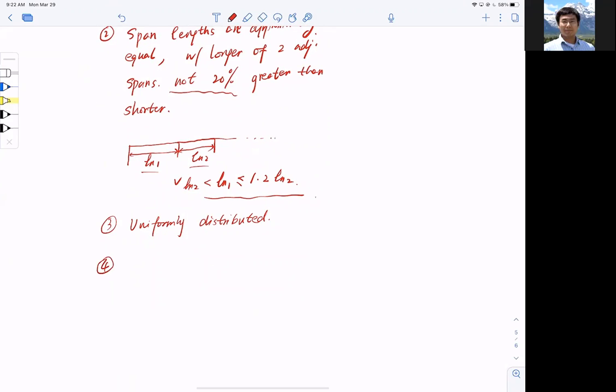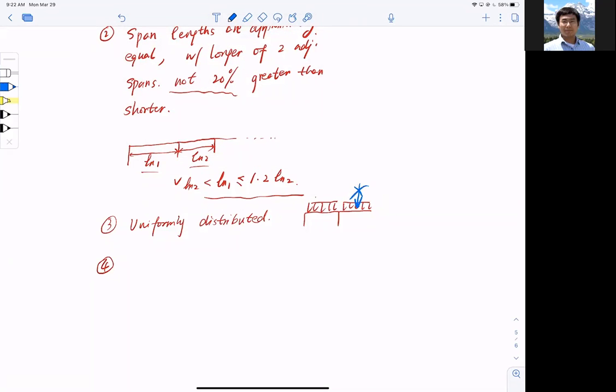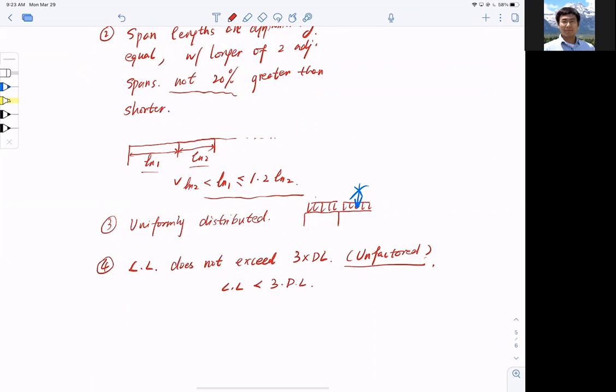And number 4, just to complete the picture, that means I'm referring to this distributed load. So if I have any concentrated force, this is no. Cannot have concentrated force. So number 4 here, the live load does not exceed 3 times the dead load. And this is unfactored, before you apply the load factors. That means live load is smaller than 3 times dead load, unfactored, no 1.2, no 1.6.